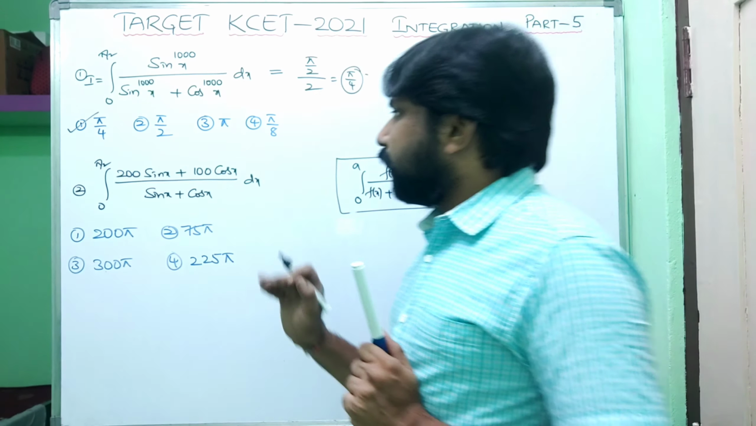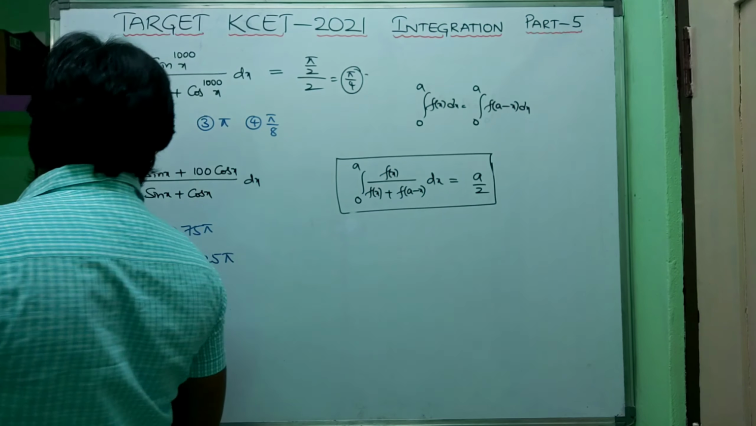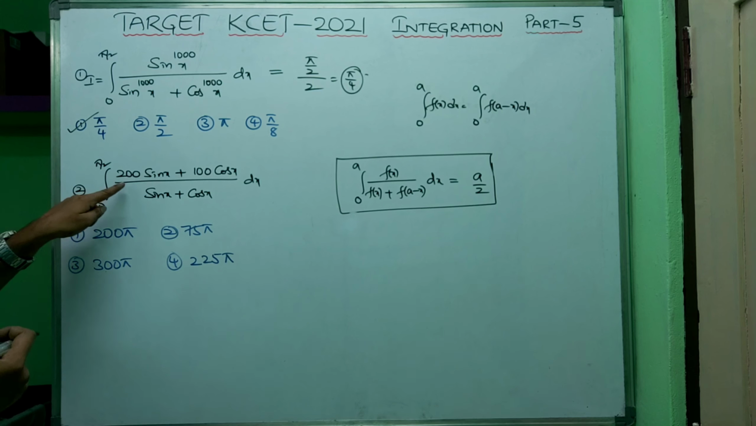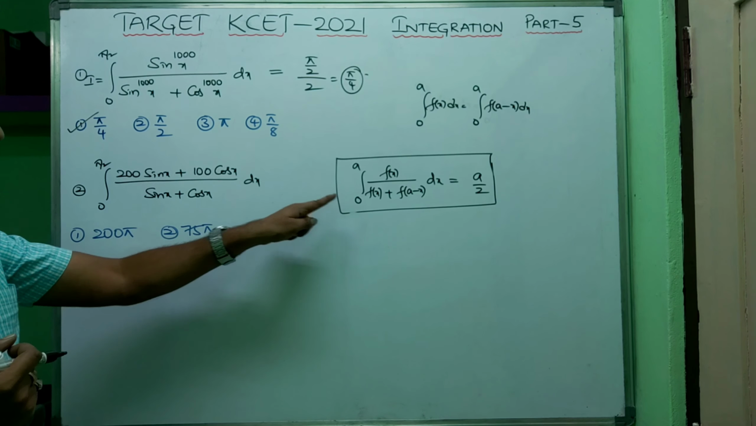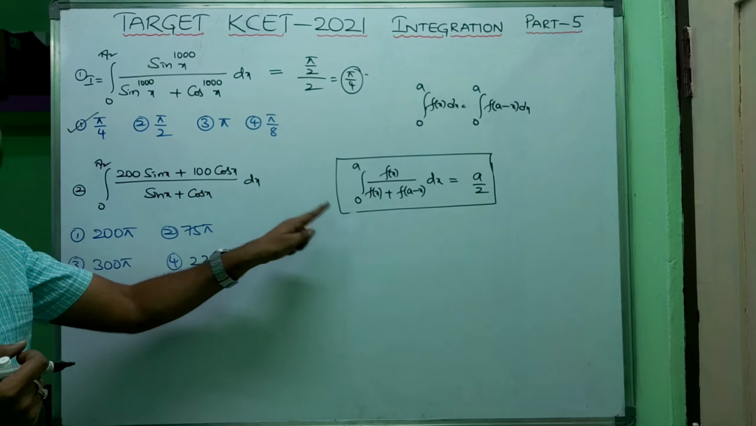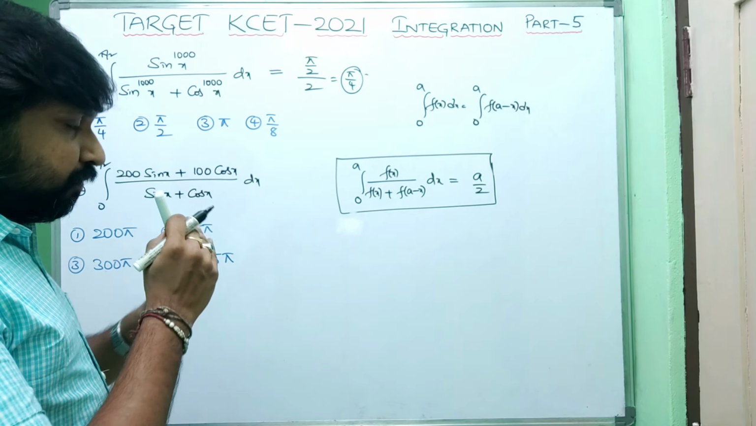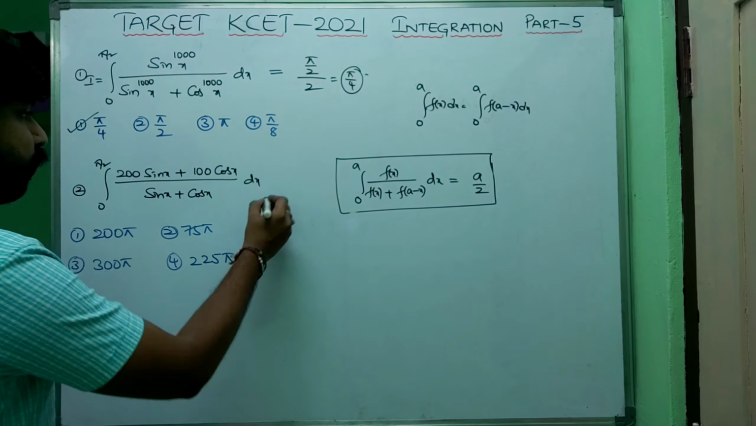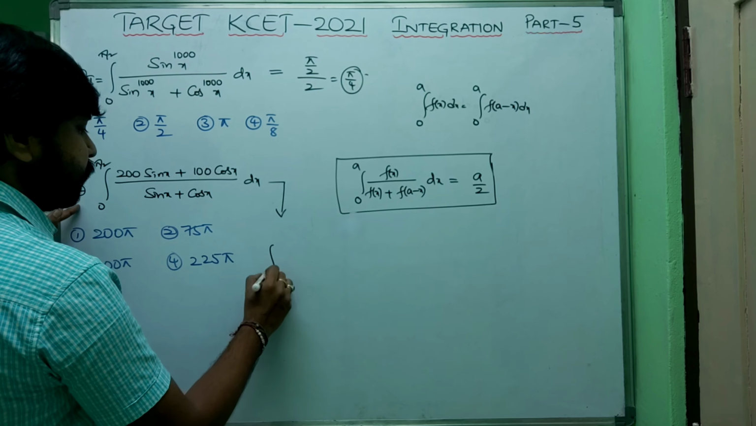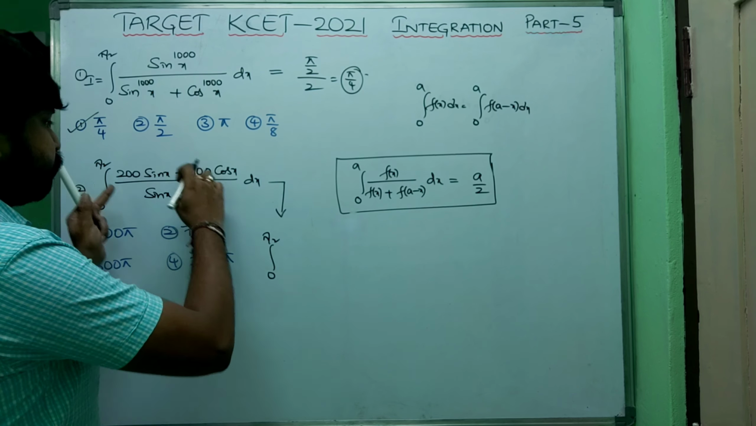Let us move to the next sum. Based on this only, integral 0 to pi by 2 of 200 sin x plus 100 cos x by sin x plus cos x dx. If you apply it directly, I think your feeling is it is not of the form, but if you split and analyze, it will be in the same formation only. How are you going to split this question? Integral 0 to pi by 2, I want to split like this.